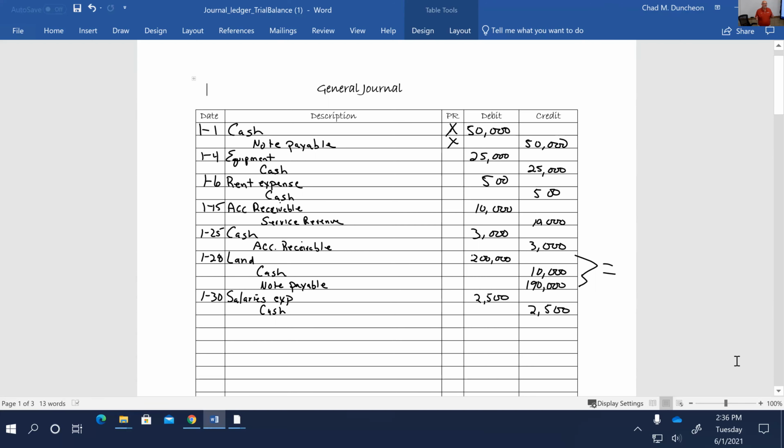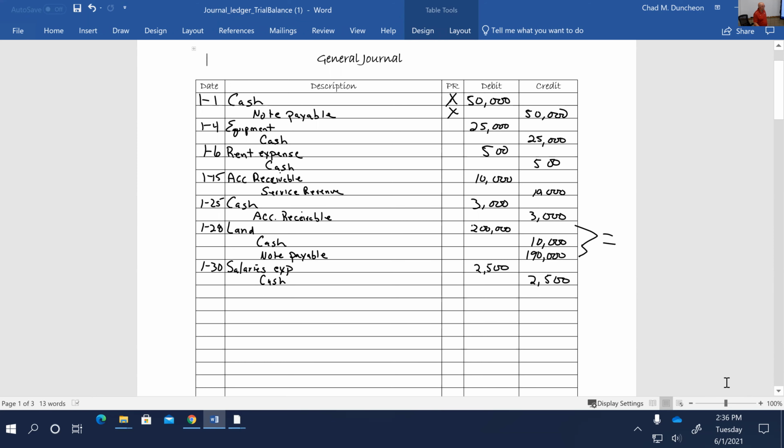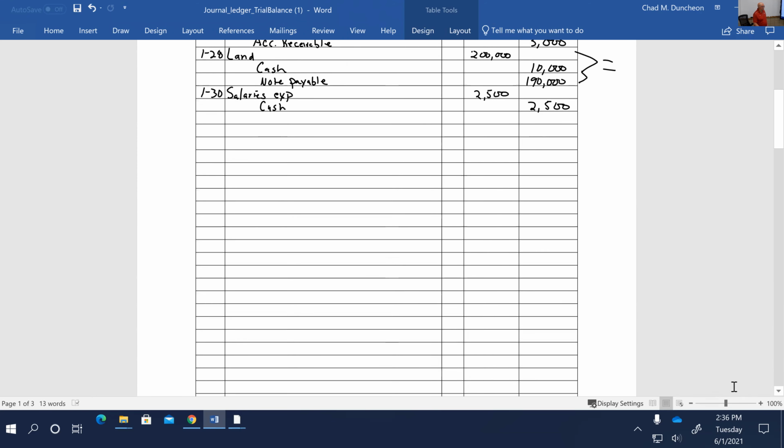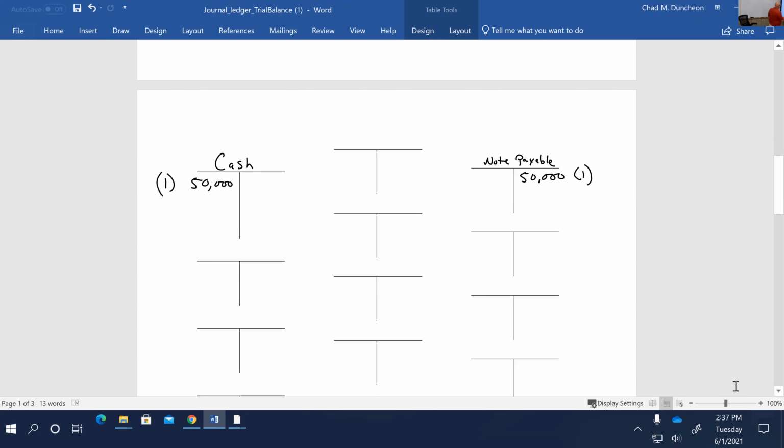That way you know you have moved that journal entry, you have posted it into your general ledger or into your T accounts. Remember that term, posting, that's what that means. So on 1-4, we had equipment and cash, with equipment being debited and cash being credited. Come down here. I don't have an equipment account yet, so I need to create my equipment account. And it increased by 25,000. Our cash this time was credited, so we put it on the right side. I'm going to note that with a 2.